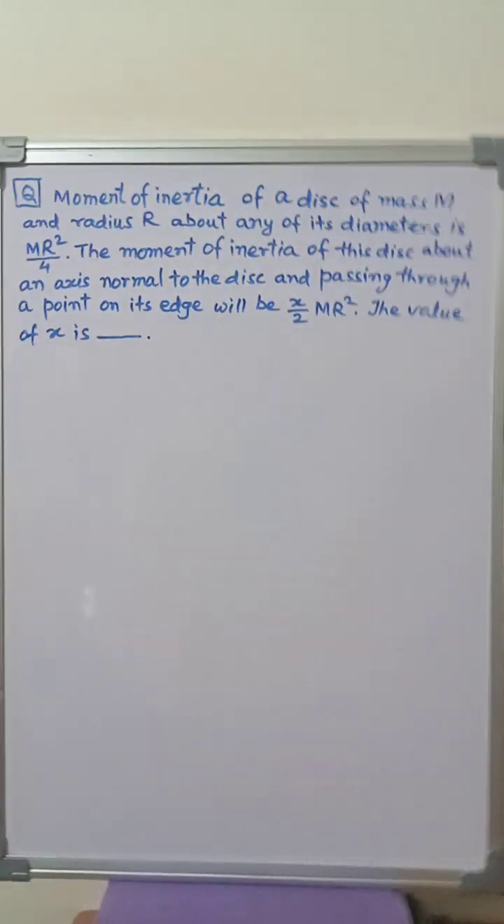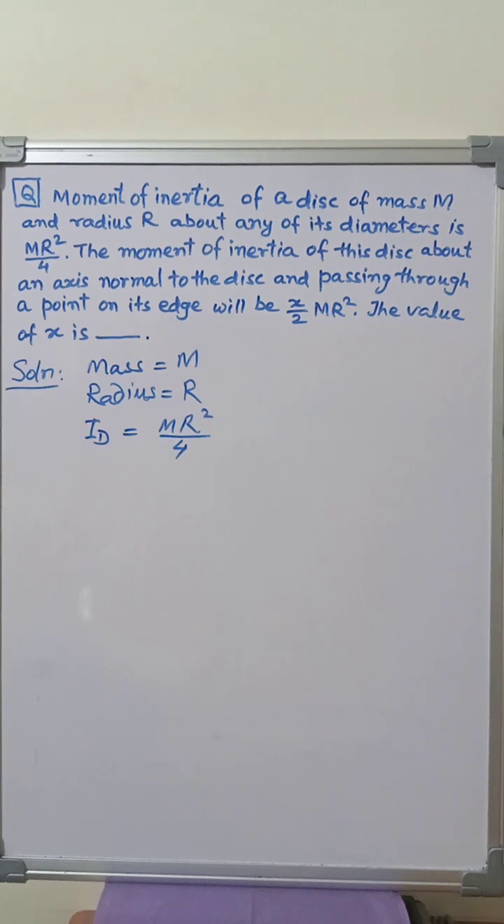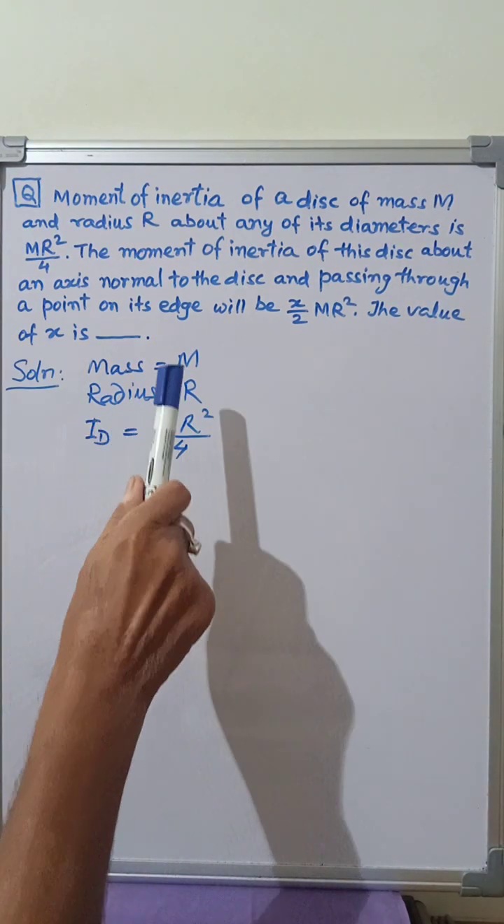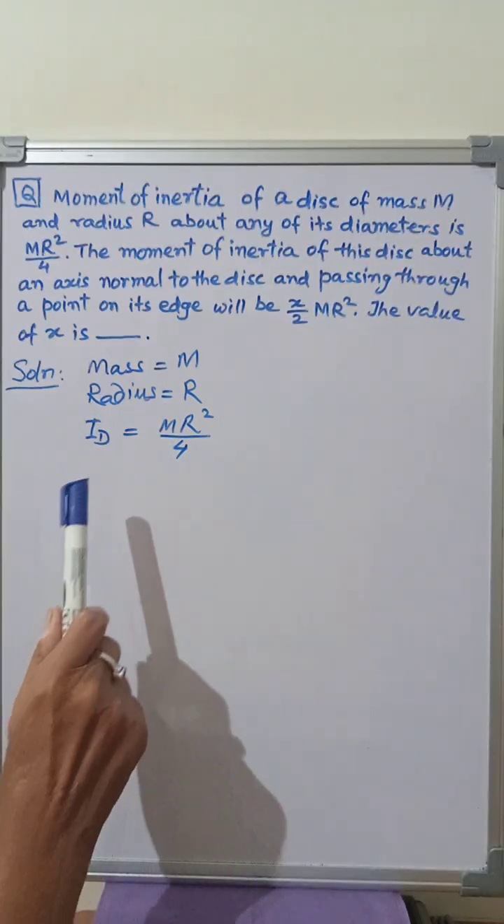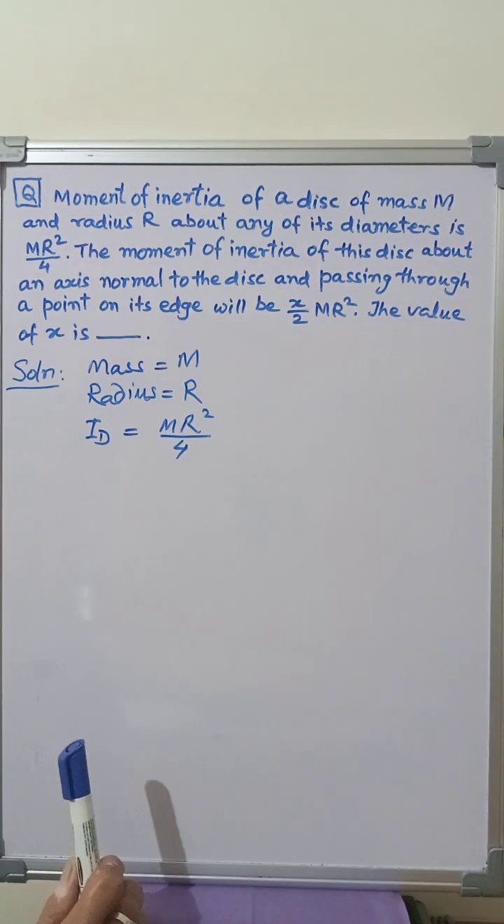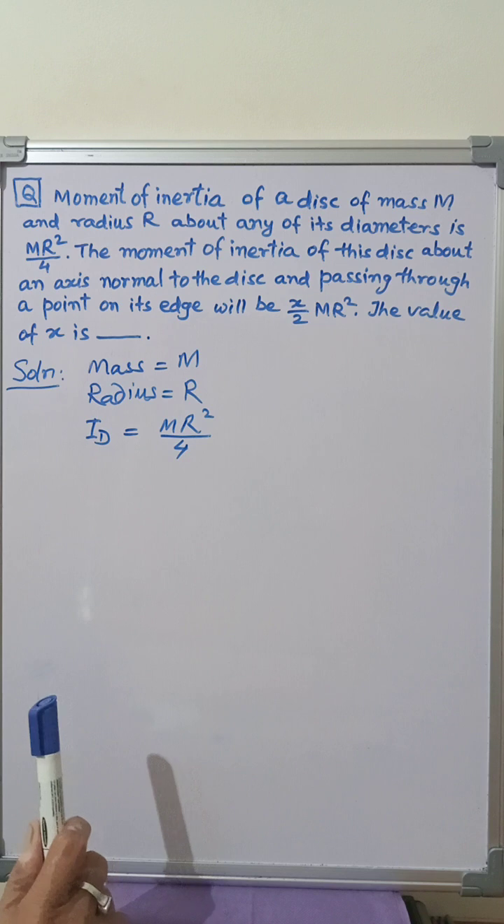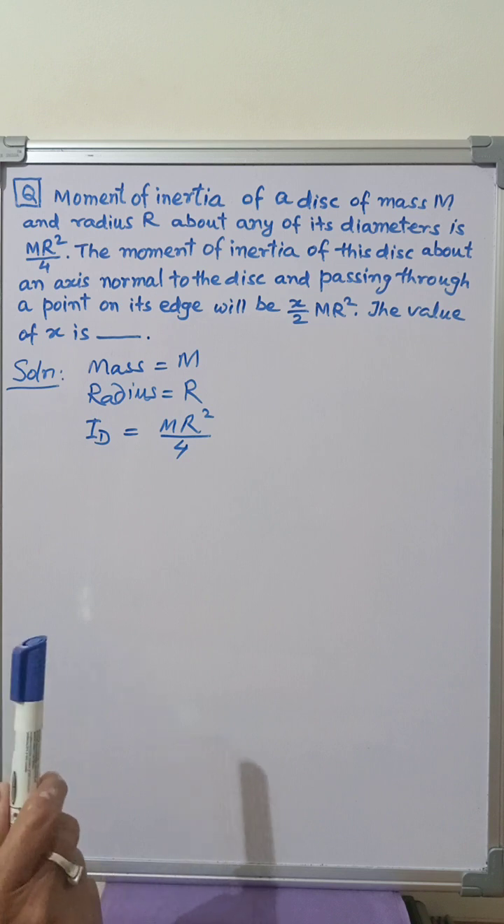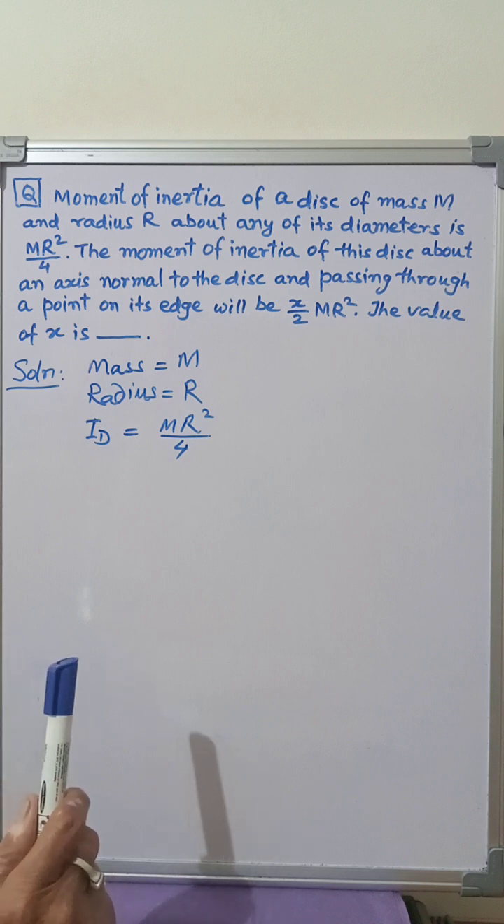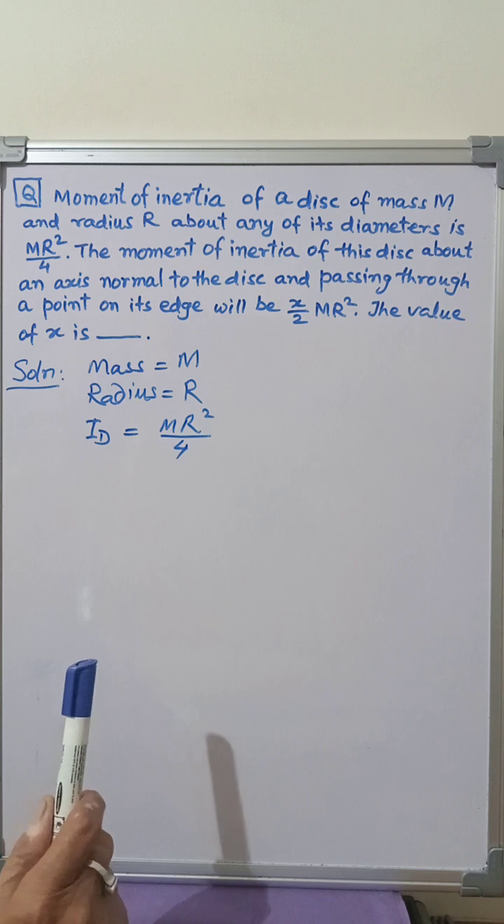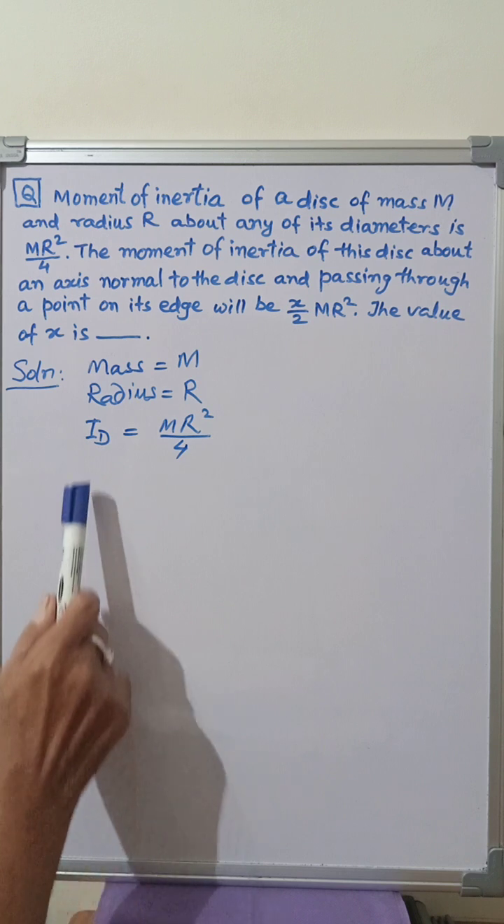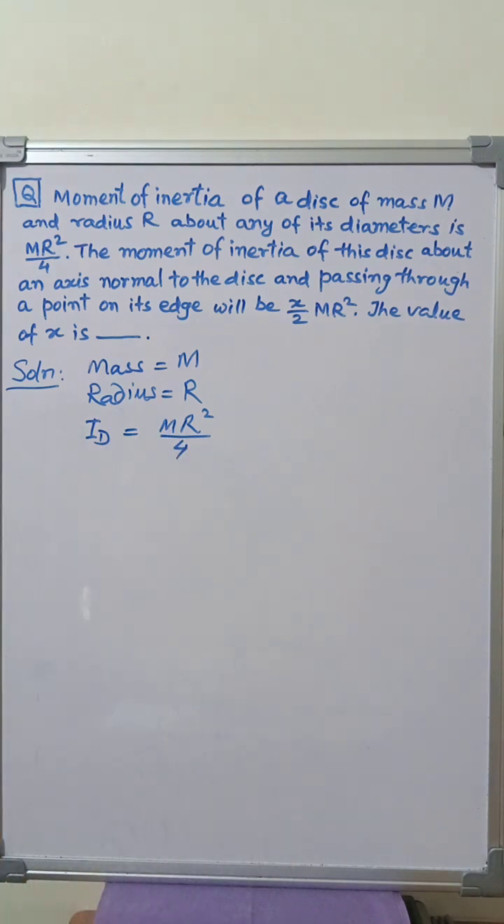Now for the solution. It is given that mass of the disk is equal to m and radius is equal to r. And it is also given that moment of inertia of this circular disk about any of its diameter is equal to mr square by 4. Therefore, we write ID is equal to mr square by 4.